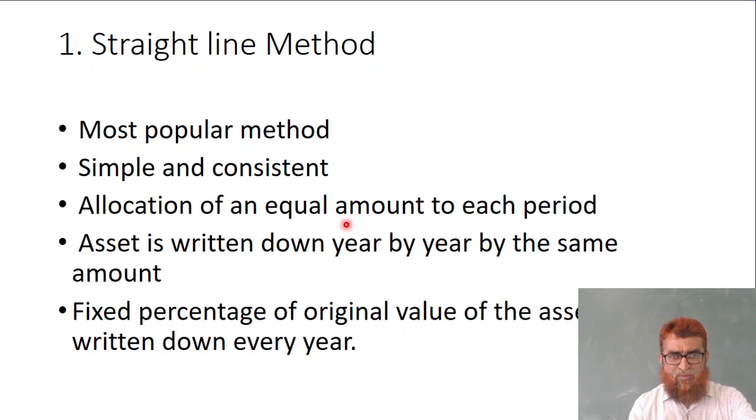If the asset's life is 5 years, the depreciation for first year, second year, third year, fourth year and fifth year, all the 5 years will be equal. And the asset is written down every year by the same amount. That is what I told already. A fixed percentage of the original value of the asset is written down every year. Means if the original value is 50,000 and the percentage is 10%, for 10 years it is 5,000 each. 10% of 50,000 is 5,000 every year. So the percentage will also be a fixed percentage.